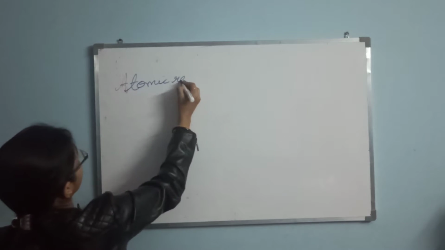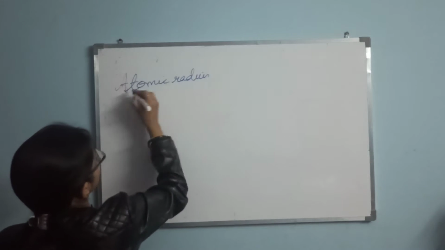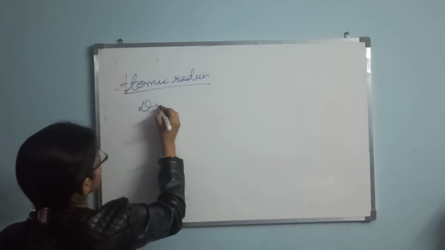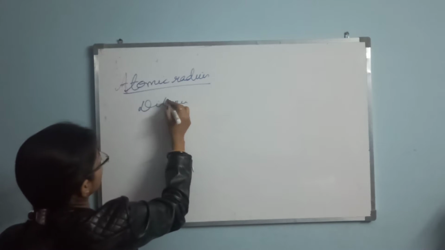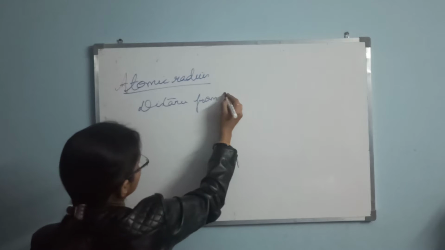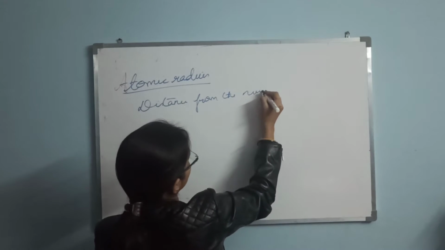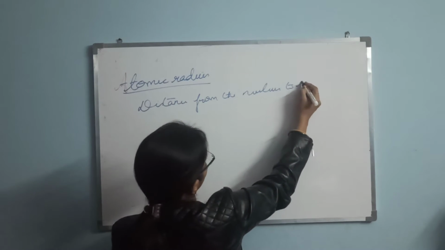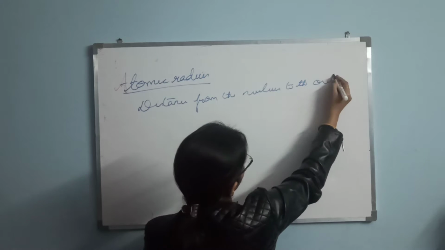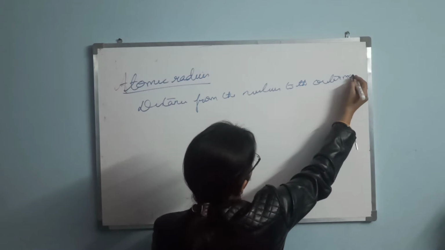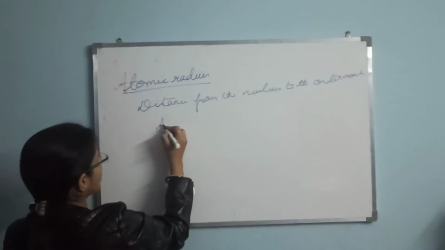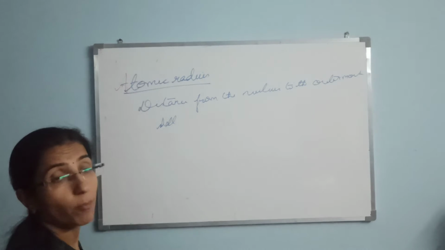What is atomic radius? Atomic radius is basically the distance from the nucleus to the outermost shell. This defines the atomic radius.